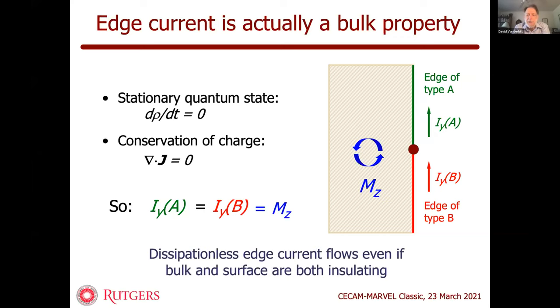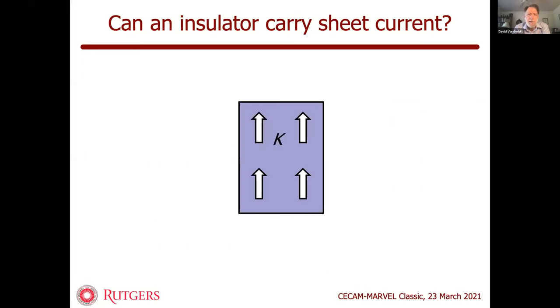So we have this dissipationless edge current that flows even if the bulk and surface are both insulating. And in this case, it's completely slaved to the bulk. And I'll discuss all of this in the context of insulating systems, but much of what I say is true of metallic systems as well, but not everything.